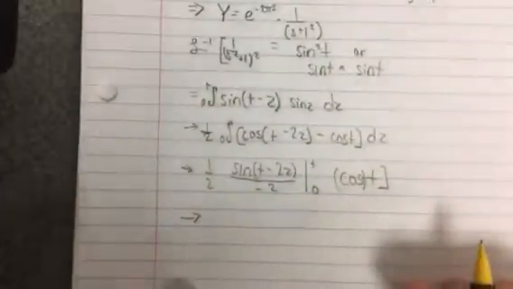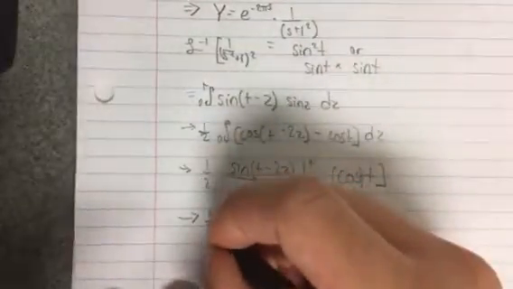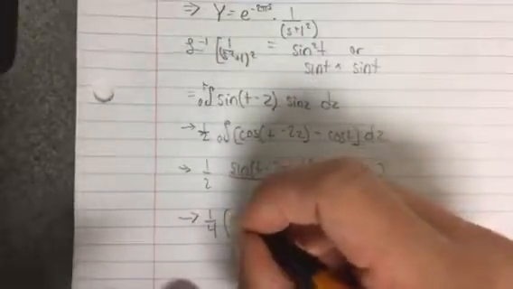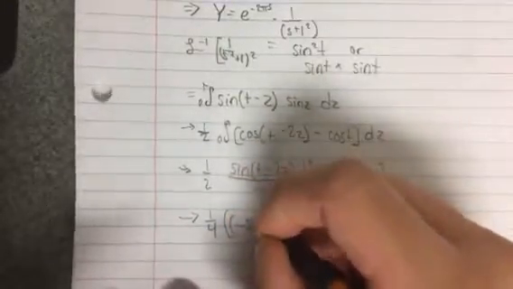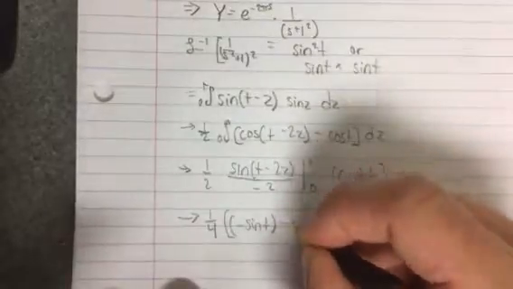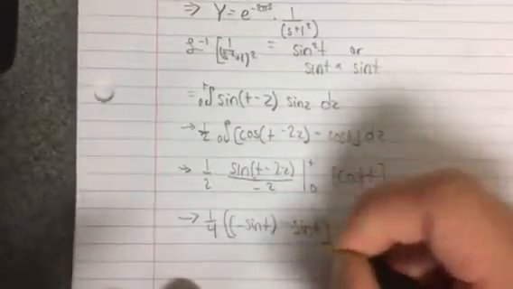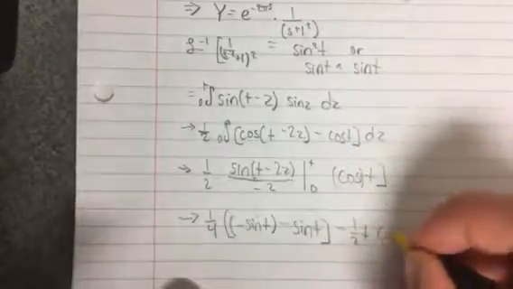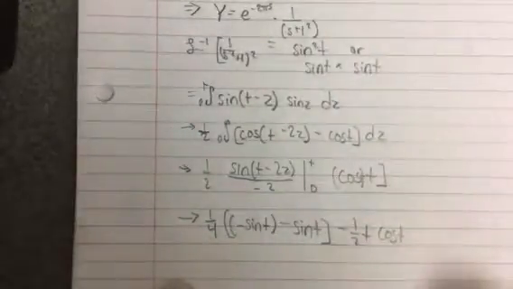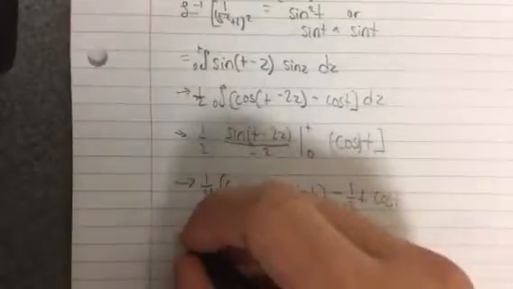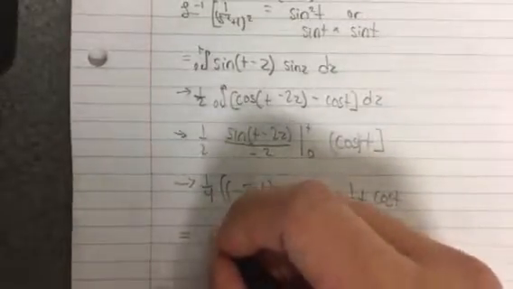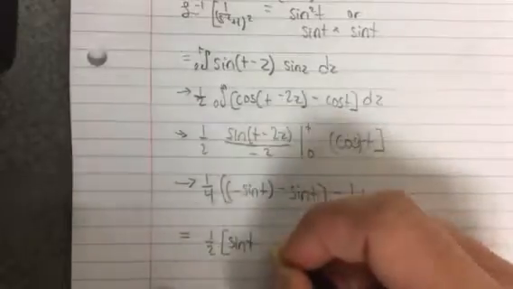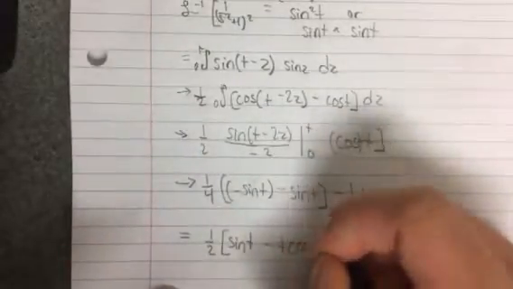Further simplification gives us 1 over 4 negative sine t minus sine t, minus 1/2 t cosine of t. And of course, you can see how that's going to give us 1/2 sine t minus t cosine t.